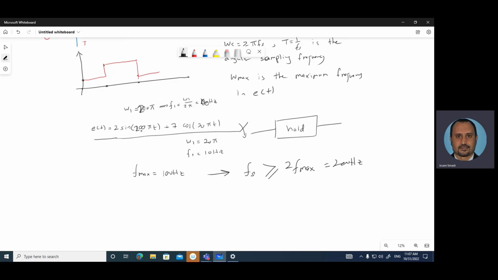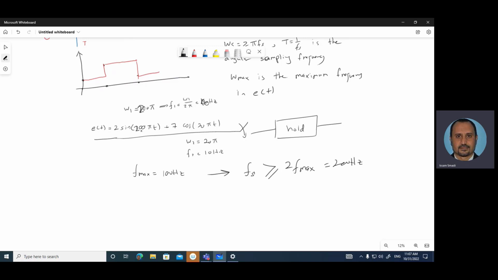Now, in general, for all the limits I have a minimum and a maximum. Here, the most important one that decides the reconstruction of the signal is the minimum frequency, which is that Fs must be greater than or equal to F max. Now, someone will say, can I go faster? Yes, you can go faster. What will limit us from going faster?